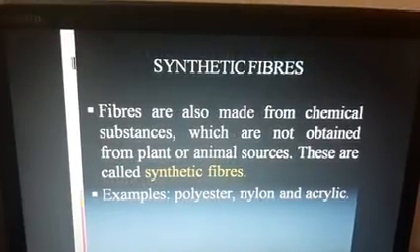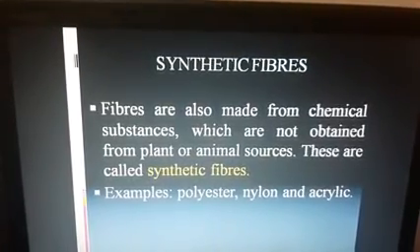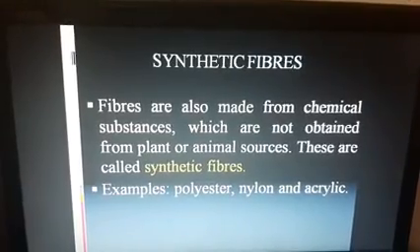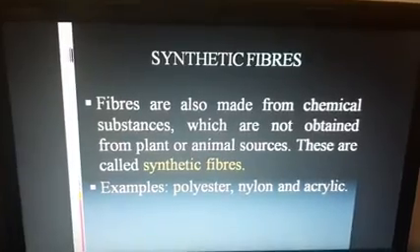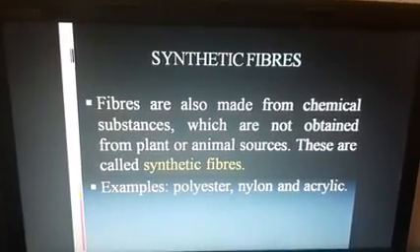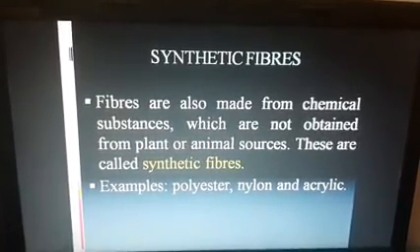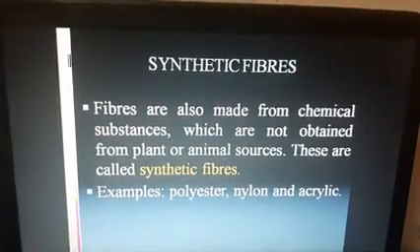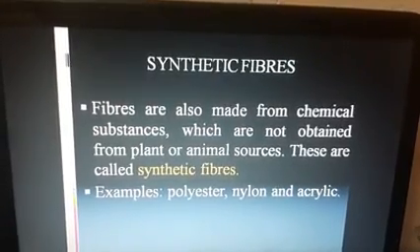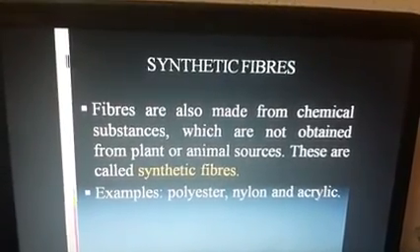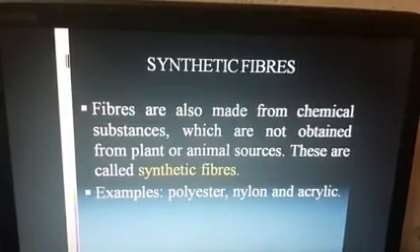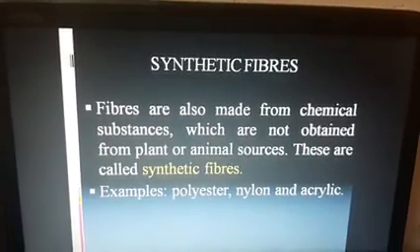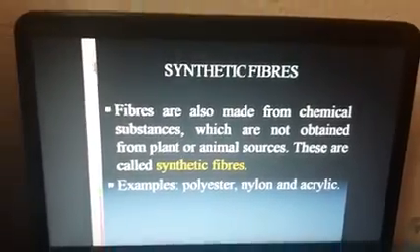Let us see what synthetic fibers are. Synthetic fibers are fibers made from chemical substances in industries, in chemical factories, and are not obtained from plants or animals. It means they are made in factories by using chemicals. Examples are polyester, nylon, and acrylic. These are examples of synthetic fibers.